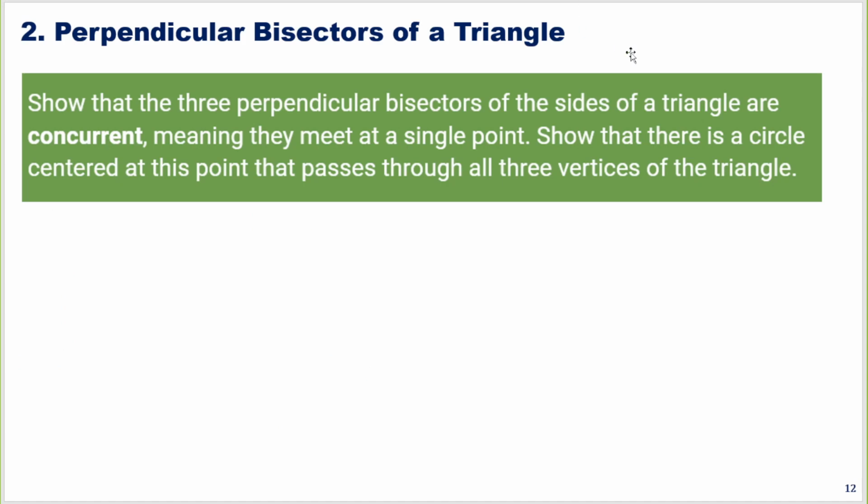All right, next let's have a look at perpendicular bisectors of a triangle. Okay, we're going to use an example to illustrate the concept here. Can you show that the 3 perpendicular bisectors of the sides of a triangle are concurrent? Concurrent means they meet at a single point. Show that there is a circle centered at this point that passes through all 3 vertices of the triangle. Okay, I'll give you 5 minutes to think about this question, and after that, we'll have a look at the solution together, okay?